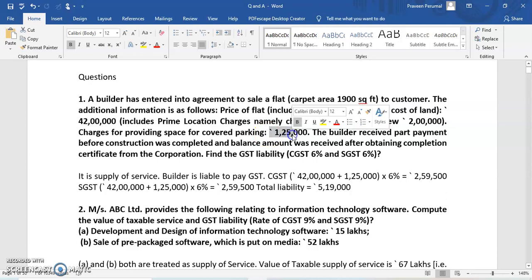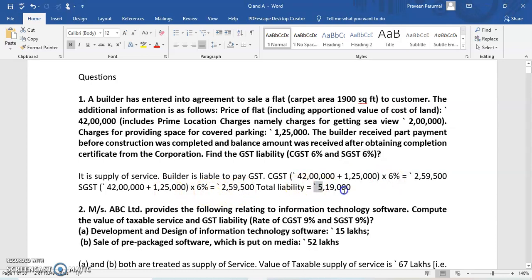Charges for covered parking are 1,25,000. Whether it has to be added? Yes. So 42 lakh plus 1,25,000 is to be added. So what is the total amount? 43,25,000. So on this 43,25,000, 6% is CGST, 6% is SGST. Now, what is the total amount? On this total amount, apply 6% that is SGST and the next 6% is CGST.